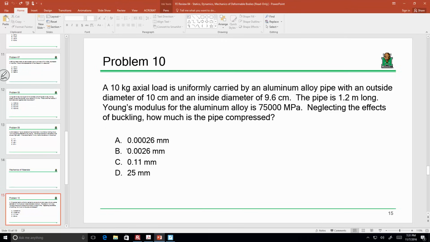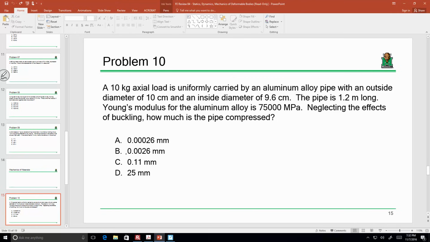So I have a 10 kilogram axial load. Keep in mind that's kilograms. I'm going to have to convert that to newtons. It's being carried by an aluminum alloy pipe with an outside diameter of 10 centimeters and an inside diameter of 9.6 centimeters. The pipe is 1.2 meters long. Young's modulus is 75,000 megapascals. Neglecting the effects of buckling, how much is the pipe compressed? And we have a series of answers.